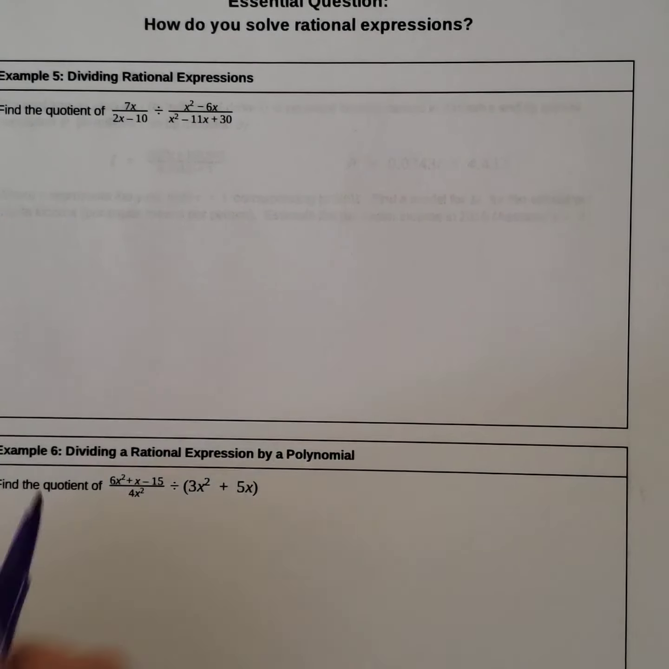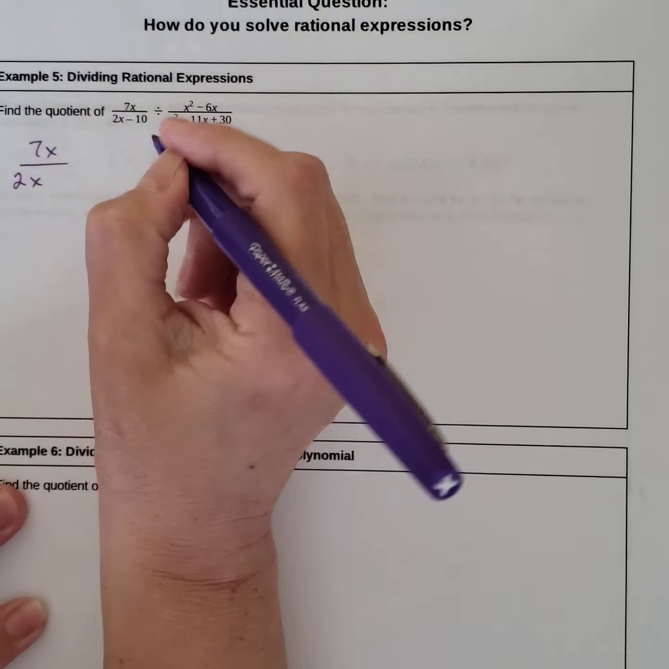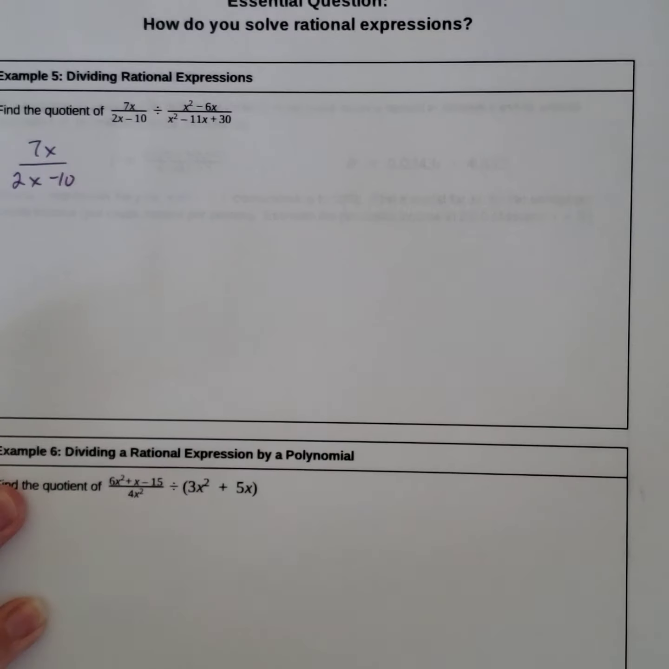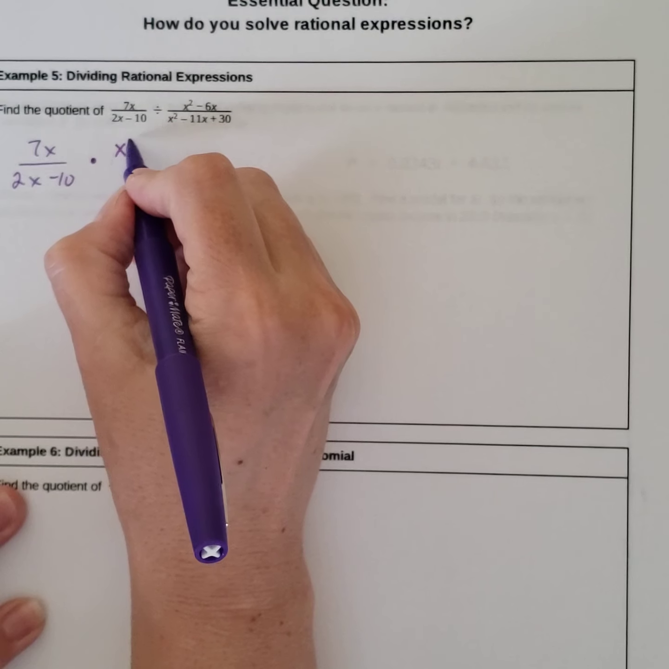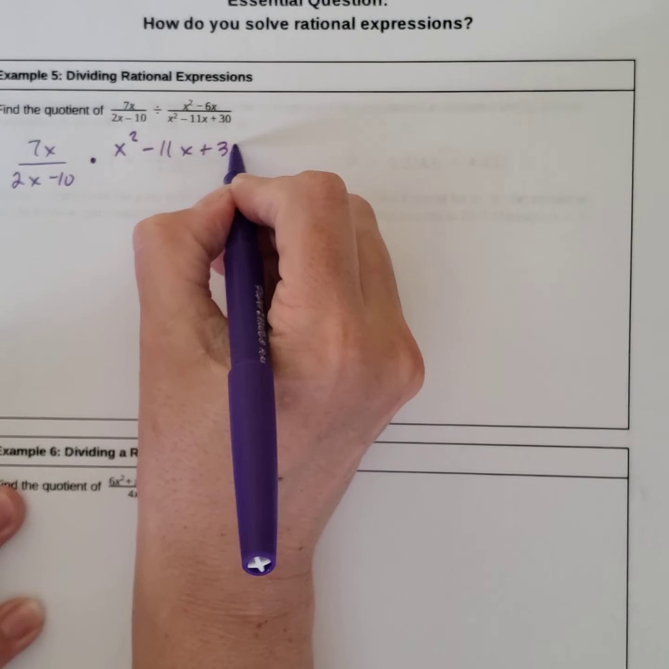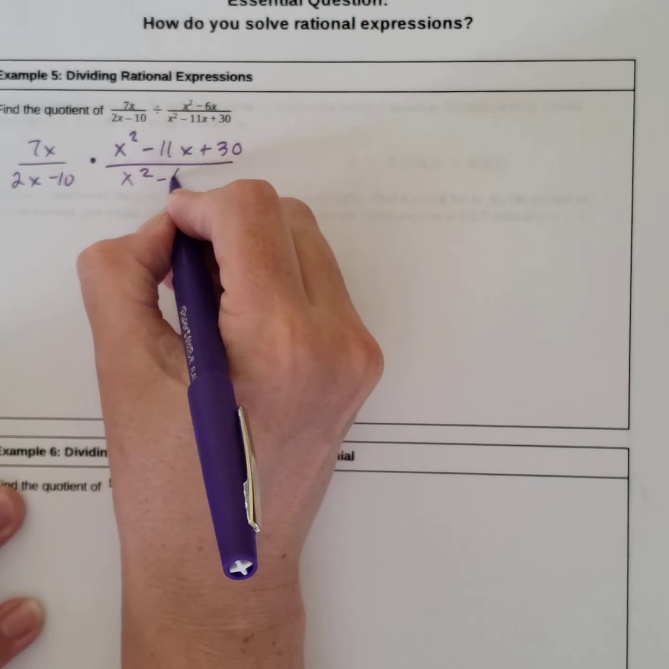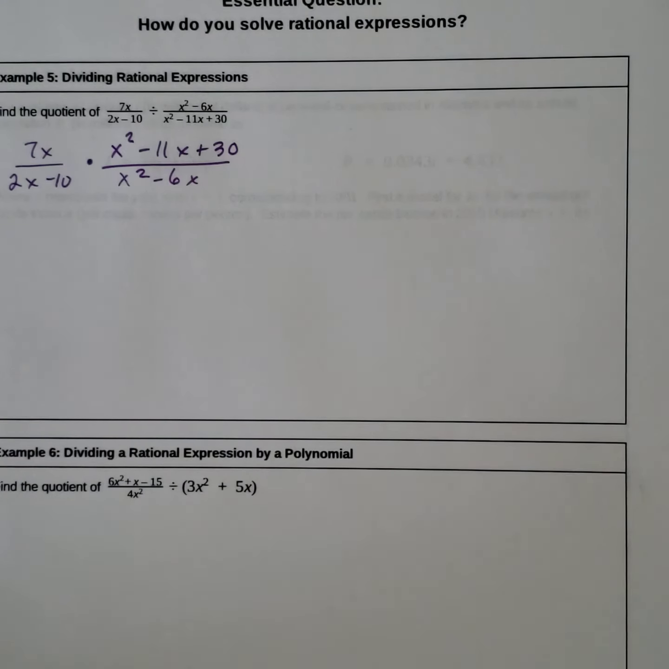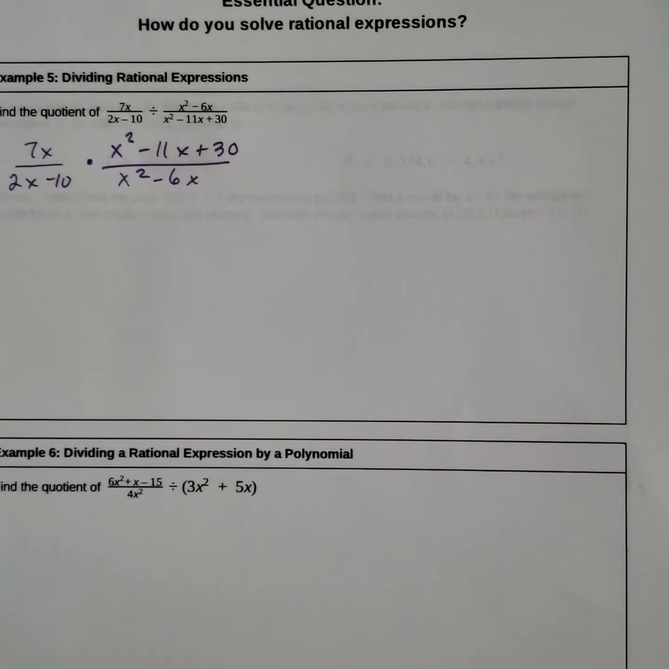So we have 7x over 2x minus 10. We invert and multiply, so this becomes multiplication, and we flip: put what's in the denominator in the numerator, and put what's in the numerator in the denominator. So now we have multiplication, and it's easier to work with. So we have 7x over 2x minus 10 times x squared minus 11x plus 30.